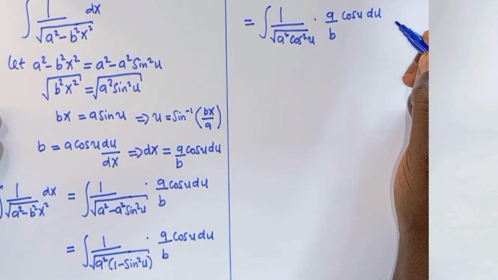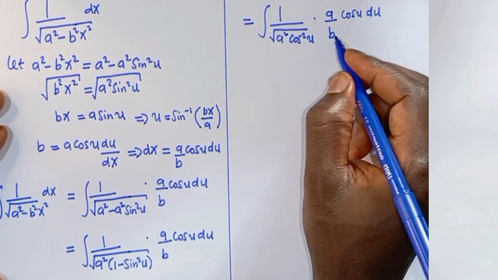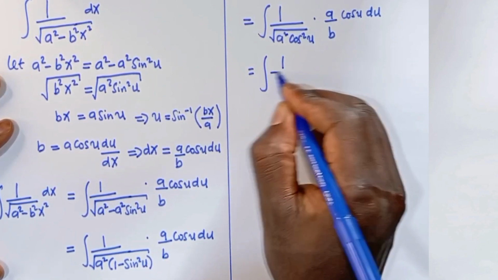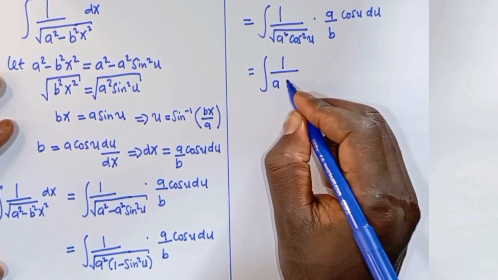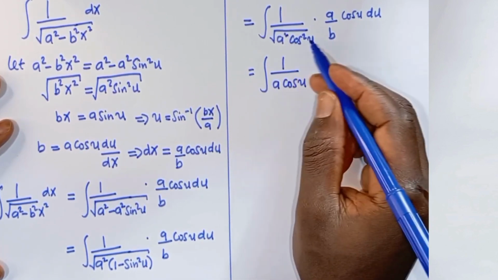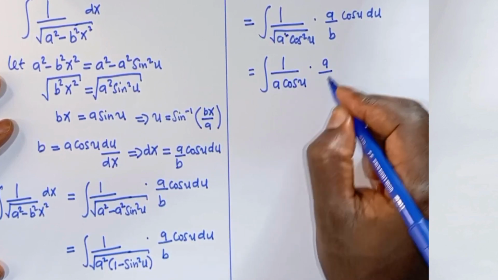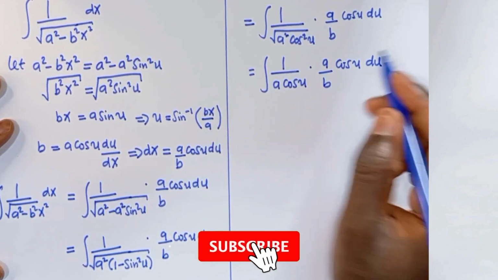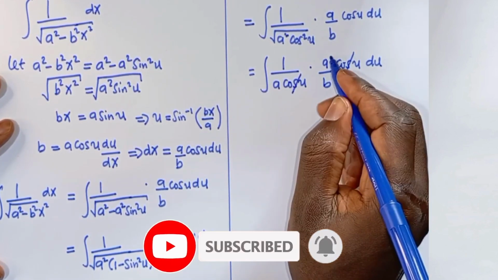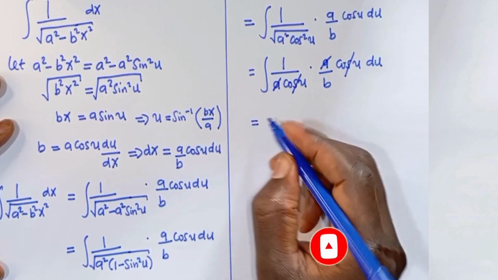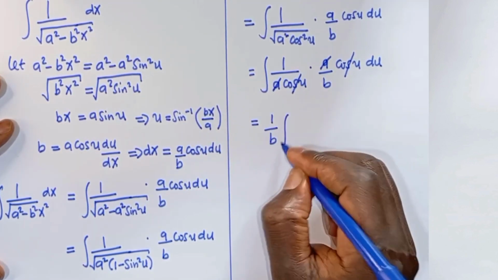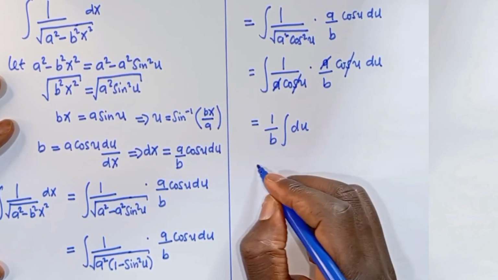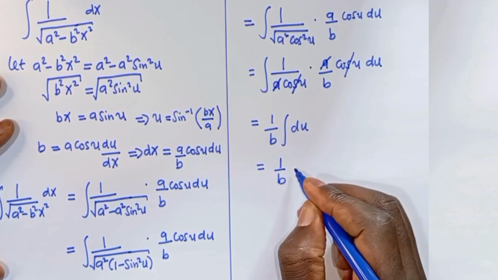Now, after doing that, we go ahead to remove the square root. On removing the square root, we have 1 over a cos u times a over b cos u du. And then we cancel those that need to be cancelled. The a's go, so we remain with 1 over b, the integral of du. Integrating that, we get 1 over b u plus c.